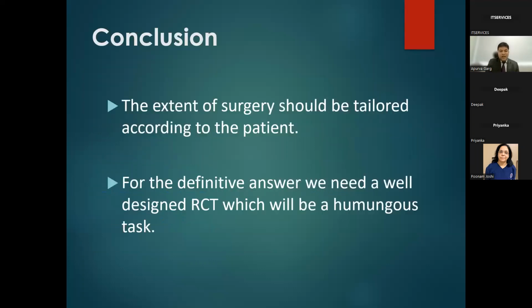So to conclude, the extent of surgery should be tailored according to the patient. For a definitive answer, we will need a well-designed randomized controlled trial. But such a study will be a humongous task because it will involve a very high number of patients, and it is a distant dream for all of us. So I feel that in the meantime, we should tailor our treatment according to the patient and do this stratification beforehand so that we may decide the correct extent of surgery.